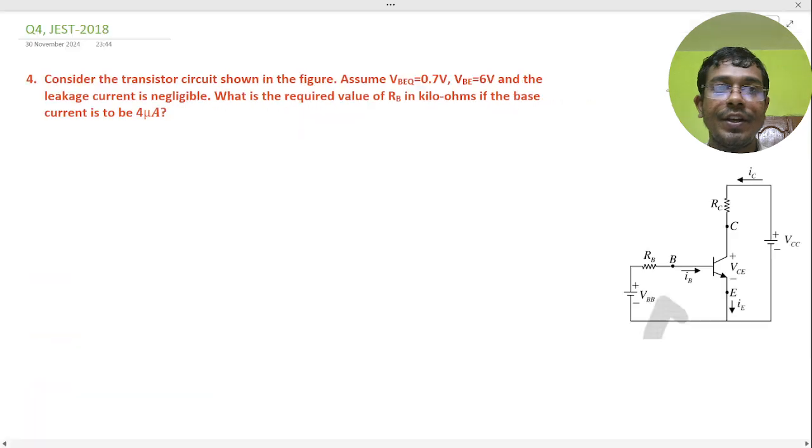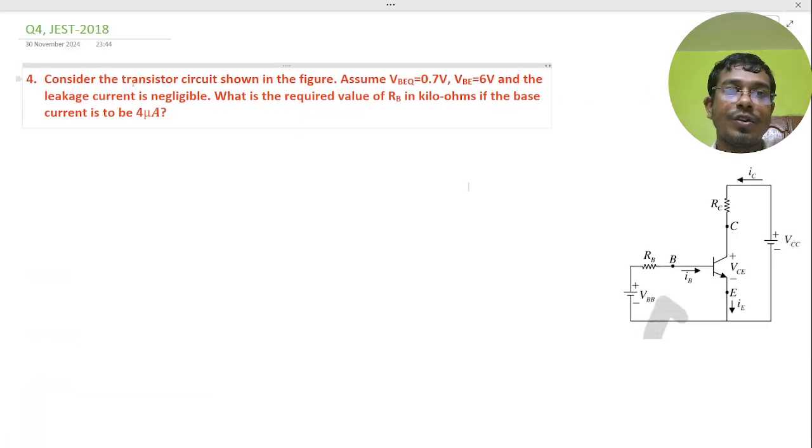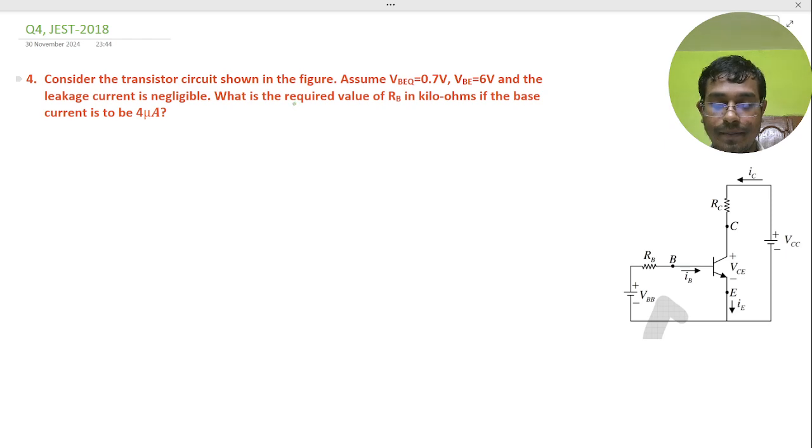Coming in JEST, consider the transistor circuit shown in the figure. Assume VBE is 0.7 volt, VBB is 6 volt, and the leakage current is negligible. What is the required value of RB in kilo ohm if the base current is to be 4 microampere? This is a JEST 5 marks question, numeric type.